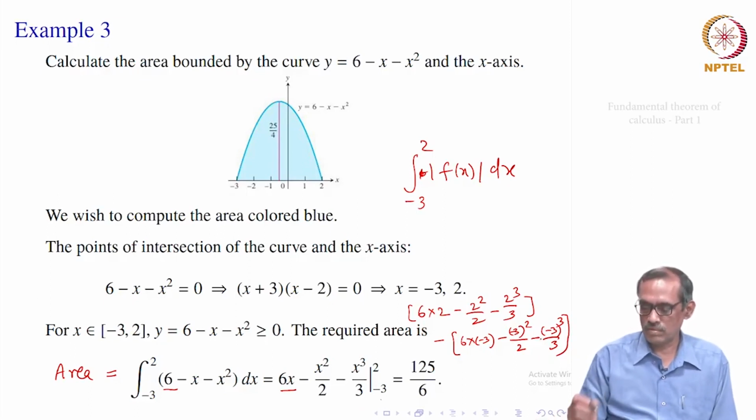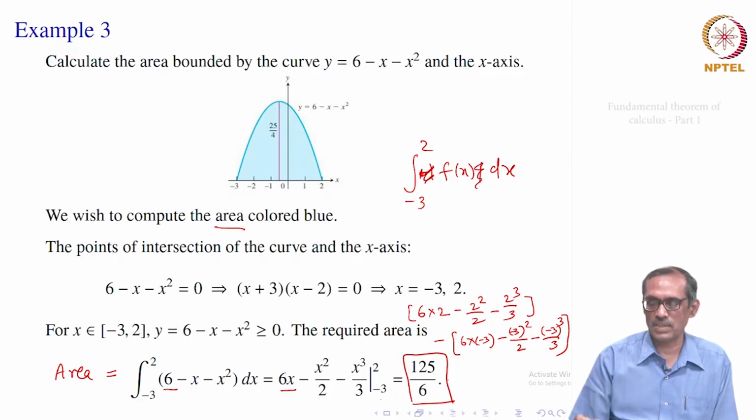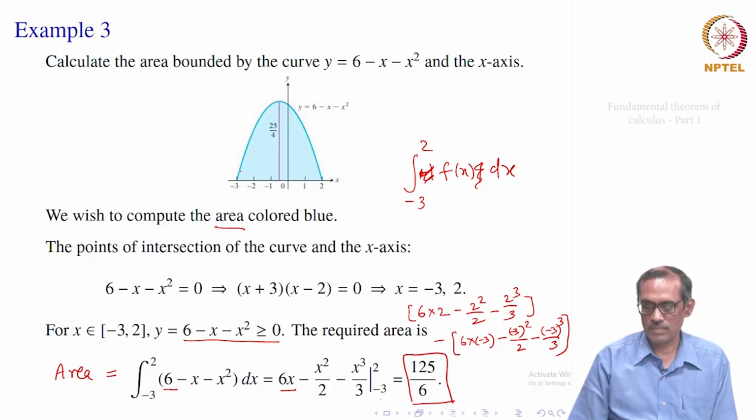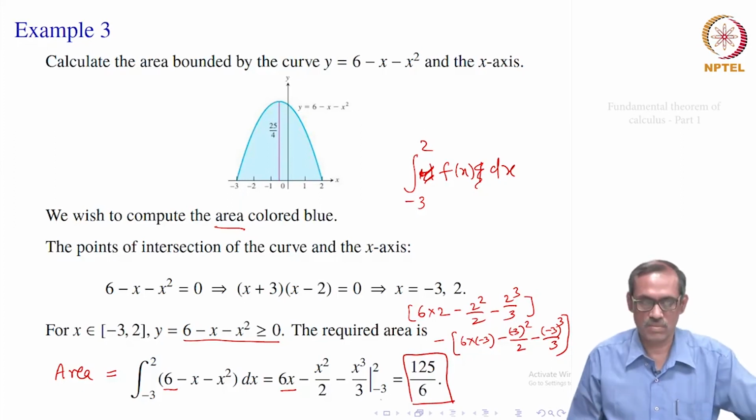So, if you simplify it, it will turn out to be 125 by 6. Now, here it so happens that the curve is equal to mod f x, so it is the actual area. But if you take the signed area, where instead of mod f x you simply take f x dx, the integral from minus 3 to 2 of f x dx, that happens to be the same here, because the function itself is lying above the x axis. Okay. So, that is how we will be computing signed areas and unsigned areas. Okay. So, let us stop here.